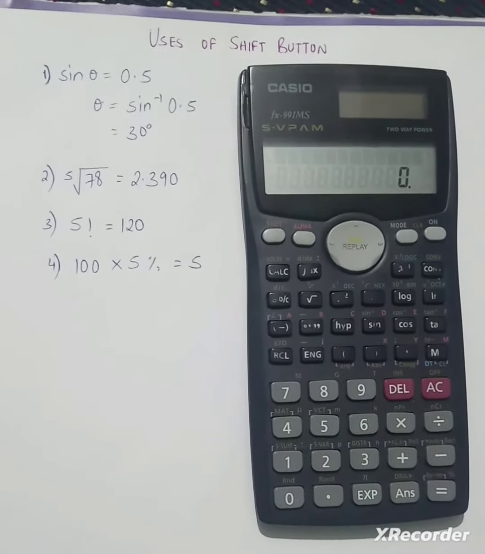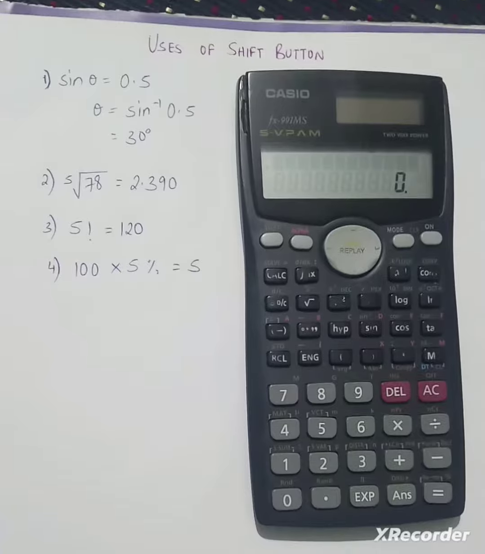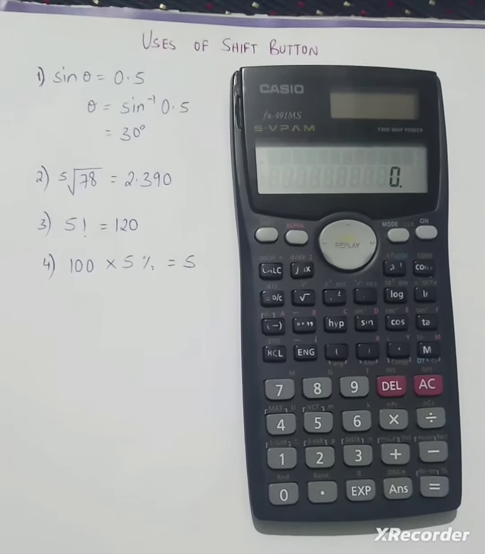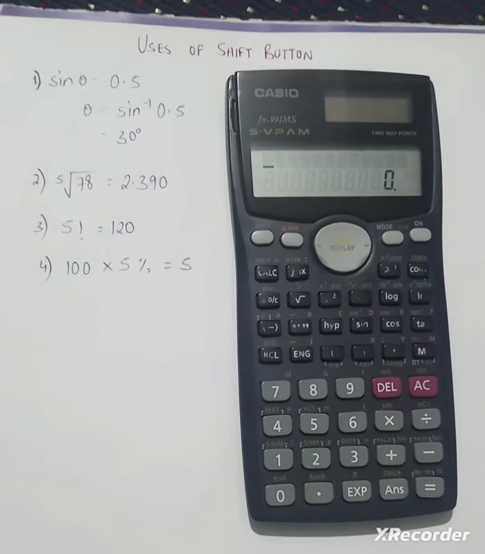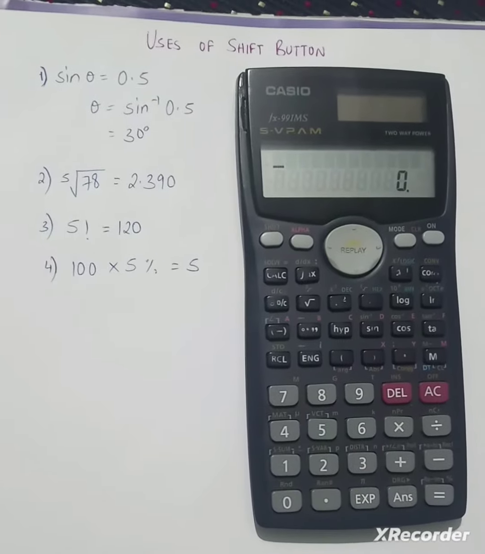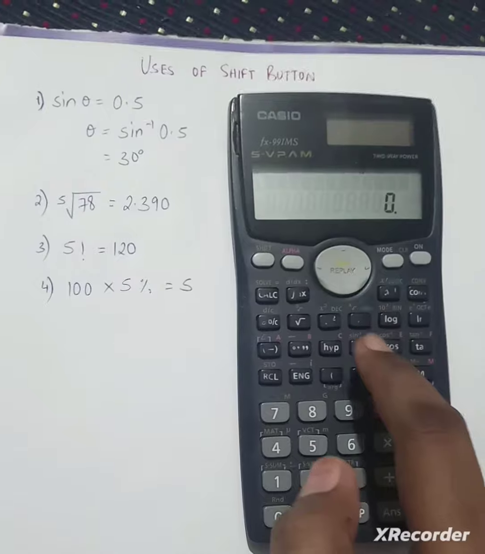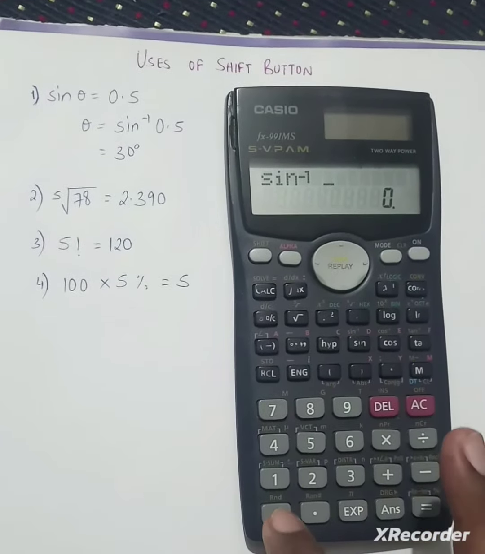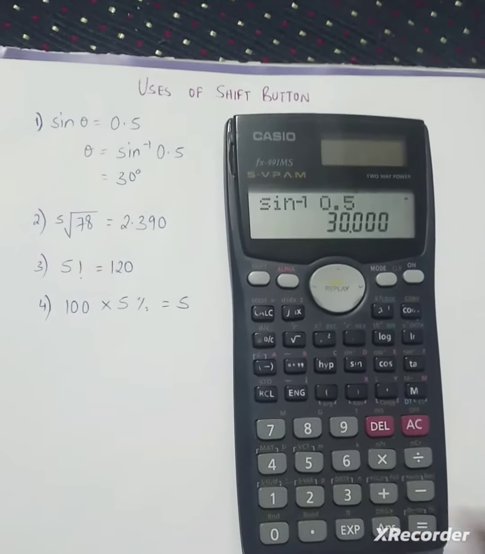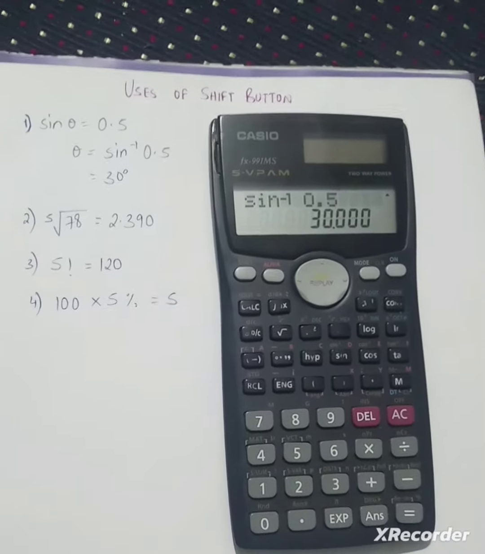So the first use is trigonometric functions, that is, inverse trigonometric functions. The first example is sin theta is equal to 0.5. So theta is equal to sin inverse 0.5. So shift, sine button, 0.5, which gives us 30 degrees.